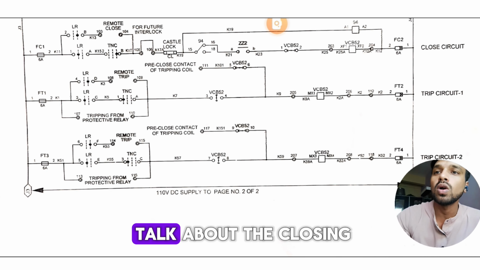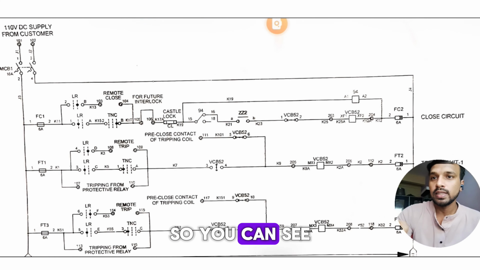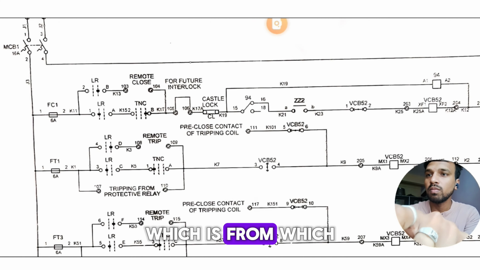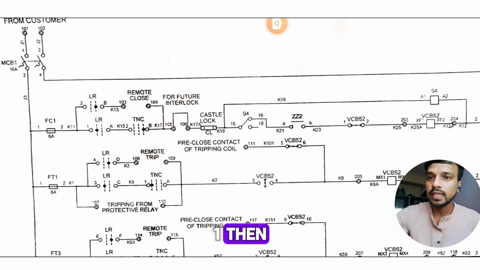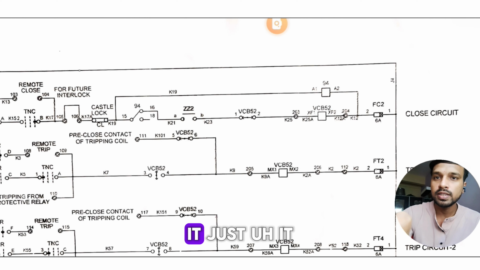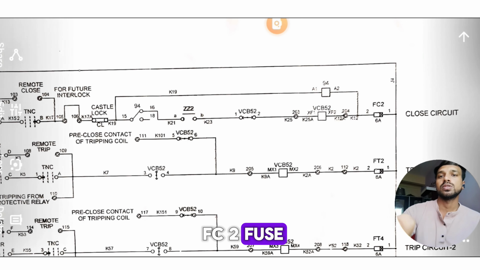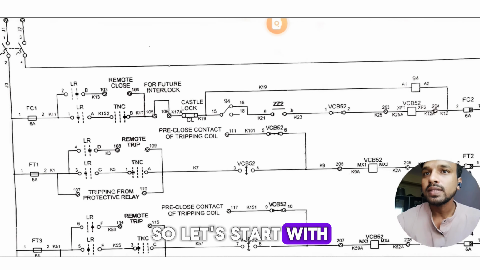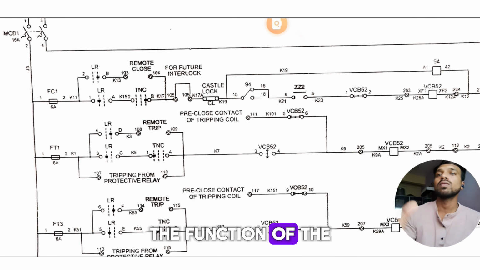Okay, so we will talk about the closing circuit now. So you can see this is the closing circuit, which is starting from here, from this fuse FC1, then it is ending here, the FC2 fuse. So let's start with the function of the closing circuit.